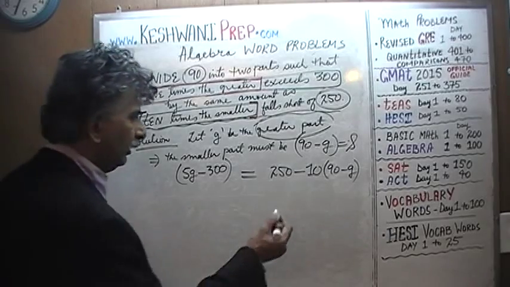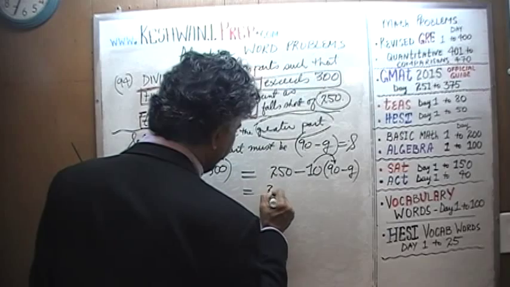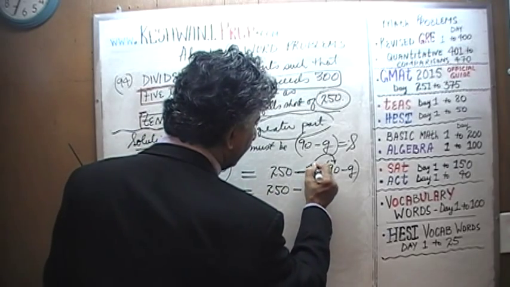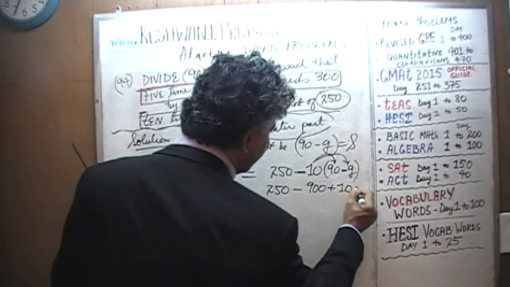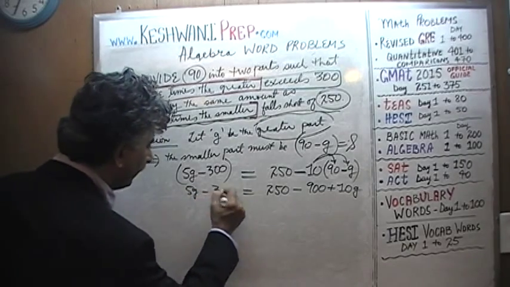Let's do it out. Let's open the parenthesis first. 90 times 10 is going to be 900. So we're going to get 250 minus 900 and then negative 10 times negative g. Negative and negative is going to become positive and we end up with 10g here. And here we have 5g minus 300.